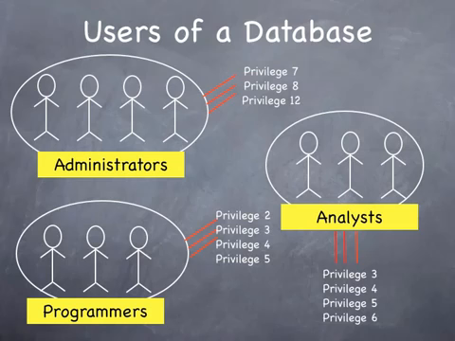Depending on a user's job role, the user would need a set of privileges to perform their responsibilities. On this slide, a generalization of the privileges has been shown. The administrators need the privileges marked as privilege 7, 8, and 12. The analysts need the privileges marked as 3, 4, 5, and 6. The programmers need the privileges 2, 3, 4, and 5.